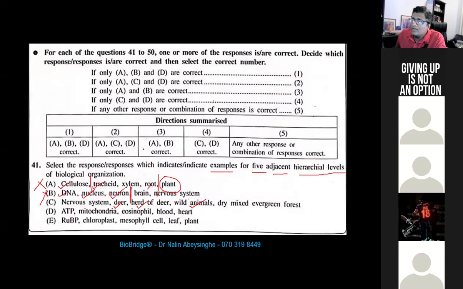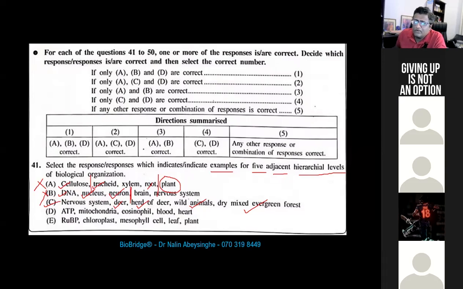Then the communities will interact with the inanimate world or the non-living material to form an ecosystem. So this is the ecosystem, dry mixed evergreen forest. It's an ecosystem. So all are linked together. They are adjacent hierarchical levels. Right? So this is an answer for the question. One answer. We'll go to the other one.